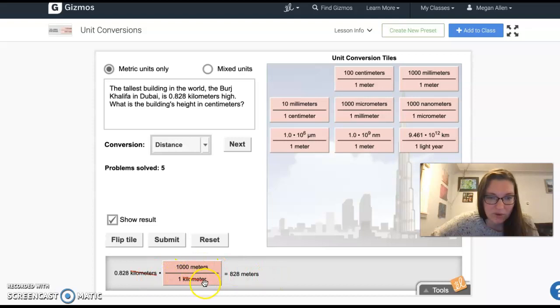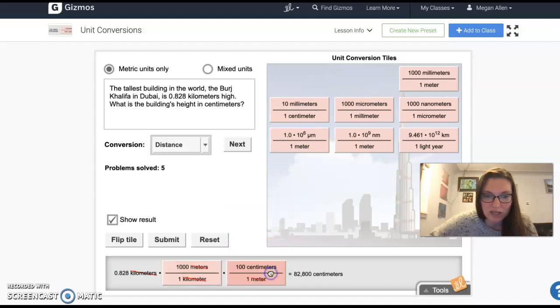Okay. So I noticed that when I dragged it down there, the kilometers cancel out, and that's exactly what I'm looking for. That's what I want to happen there. So then I can grab this next one. And again, those cancel out just right, and there's my answer right there.